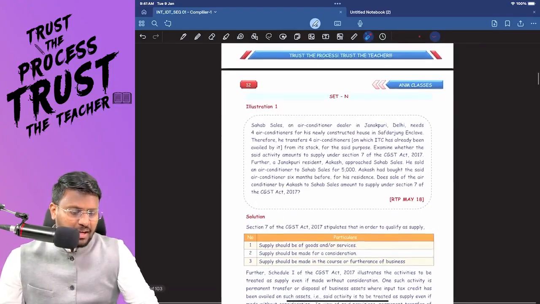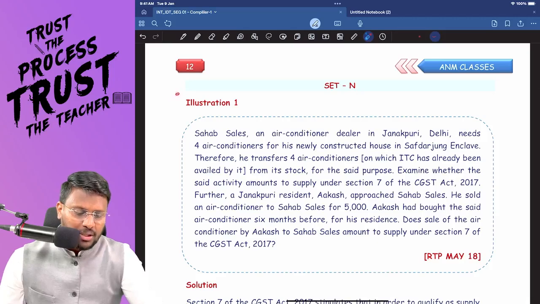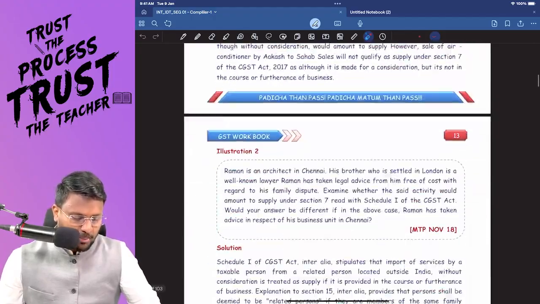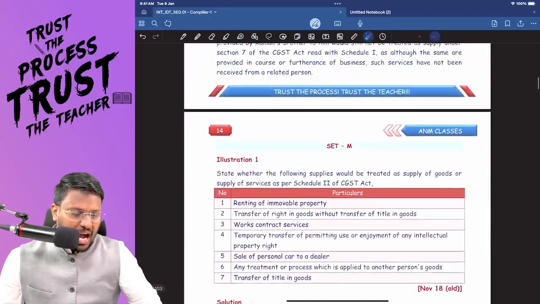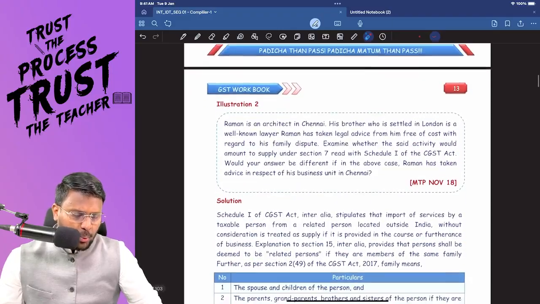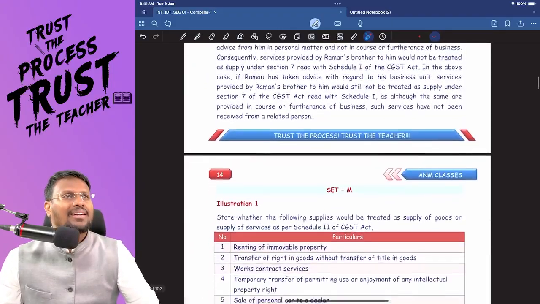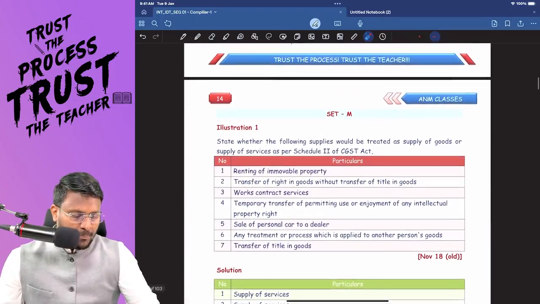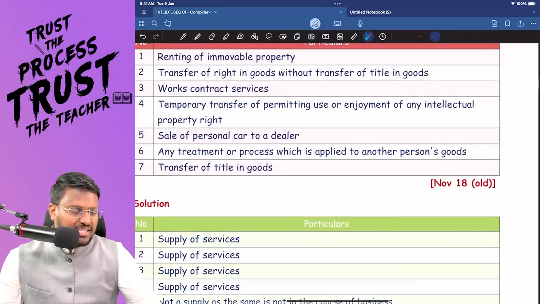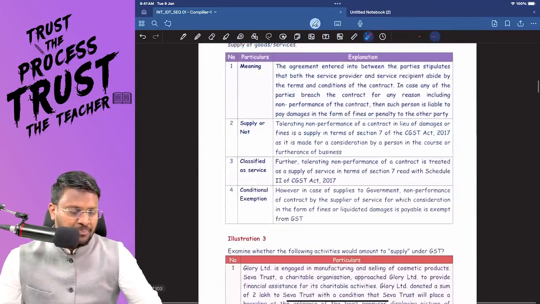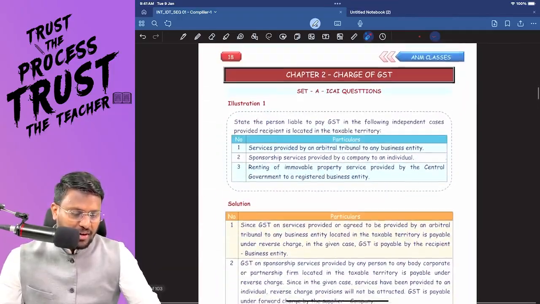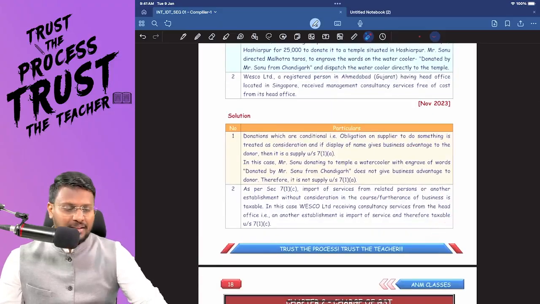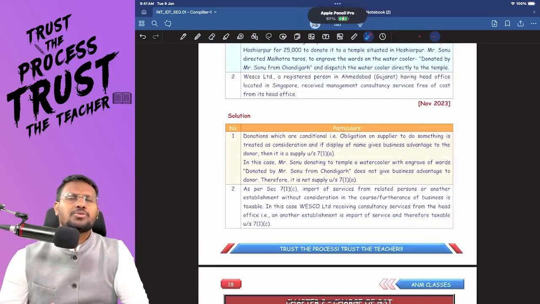From this chapter, in the coming slot, we'll be talking about the RTP and MTP questions. RTP May 2018 question, illustration number 1. Like that, we'll be solving RTP and MTP. Only two questions are available for RTP and MTP from the supply chapter. That we will solve in the coming slot. Then we'll be solving the set of past examination questions from November 2018. Some examinations have asked about supply. There are only 5 questions. So once we are done with that third slot, our supply chapter will come to an end.